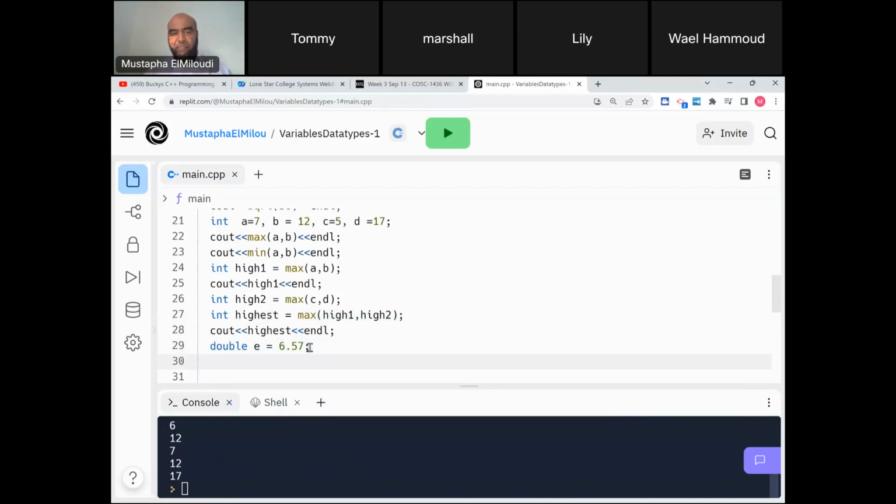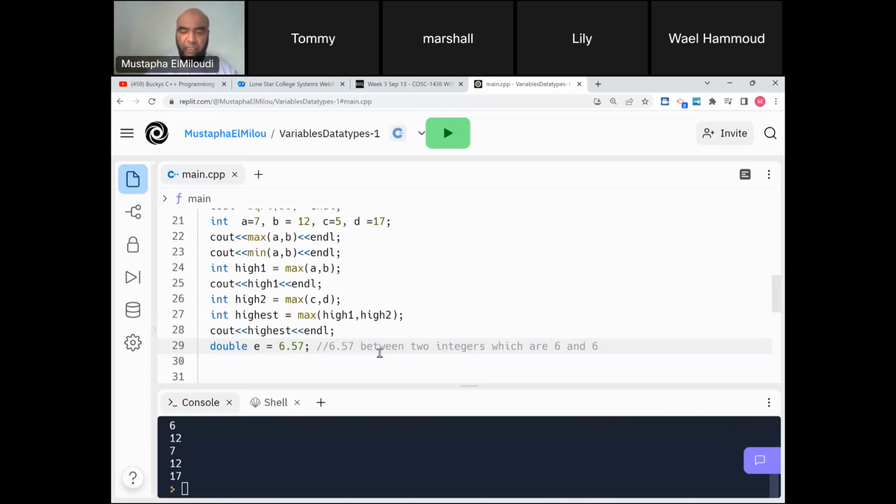Floor and ceil: you can tell from floor that we are talking about the bottom, and ceil is the top. Any decimal number is between 2 integers, right? For example, 6.57 is between 2 integers. What are they? 6 and 7. 6 is called the floor, 7 is called the ceil. When you round it down, that's the floor; when you round it up, that's the ceil.